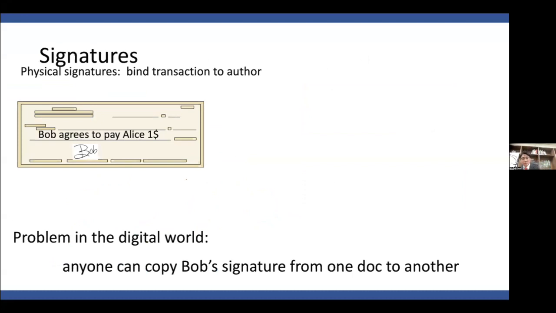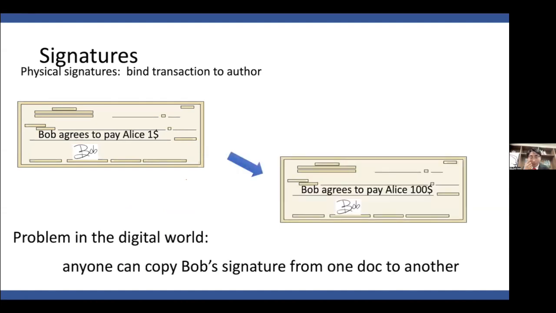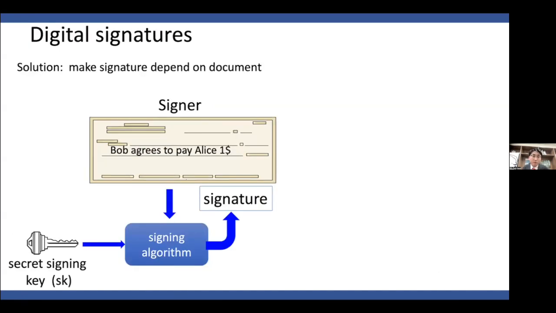So digital signature is very close to the physical signature in the real world. By writing a signature on a check, let's say, Bob agrees to pay Alice $1. By signing it, you're binding this transaction to the author. Who's the author? Bob. So Bob should be the signer of this transaction. Once you digitally sign it, it really means that Bob is the one who signed this, and you cannot really change that. In a digital signature, unlike a physical signature, you cannot change the contents of it. That's a very cool thing about digital signature.